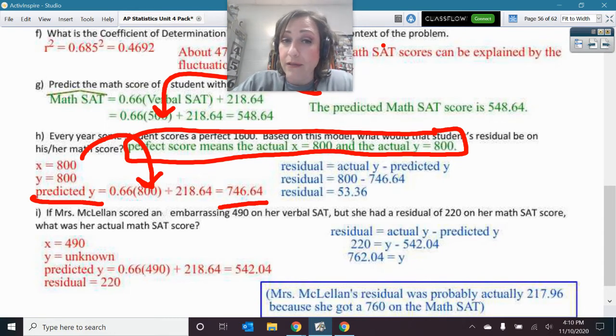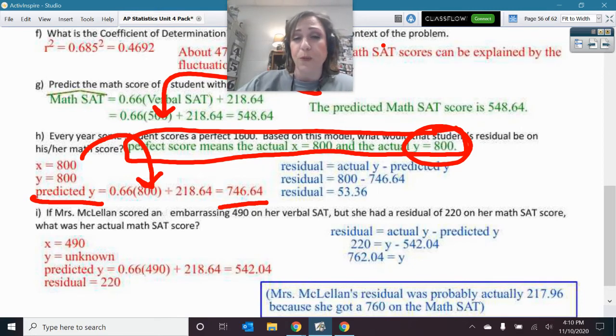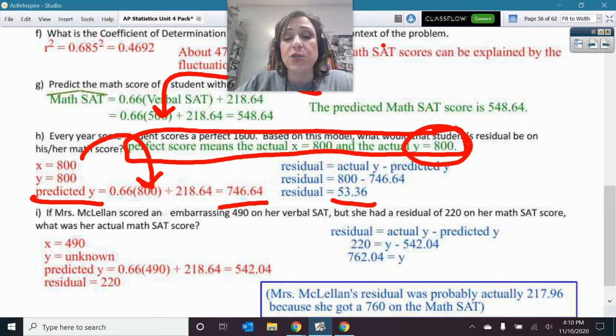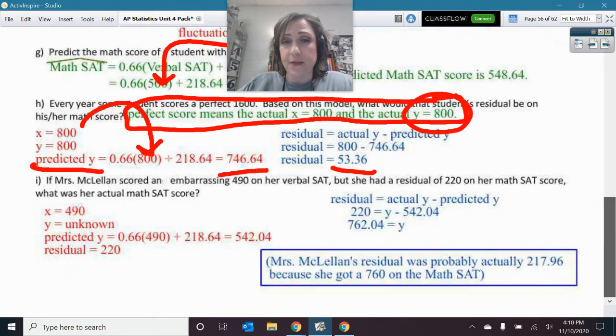So that means a student who gets 800 on verbal is predicted to get 746.64 on the math. But that person actually got 800 on the math. So residual is the actual Y minus predicted Y. Residual is actual minus predicted. So that residual is 53.36.